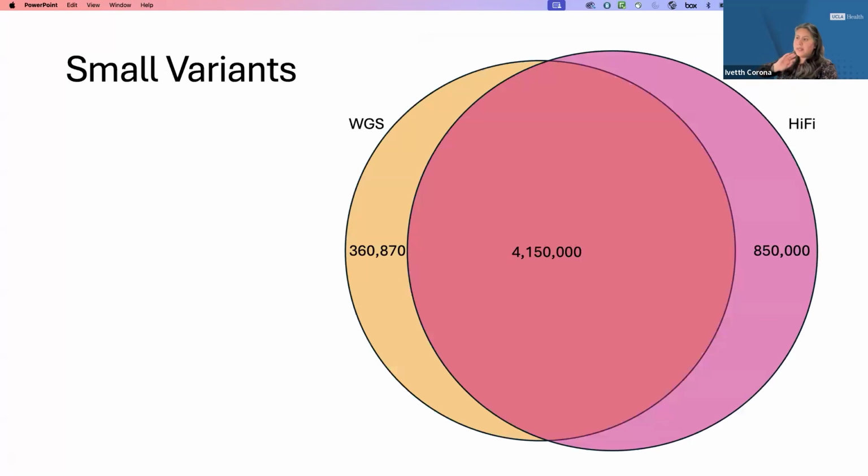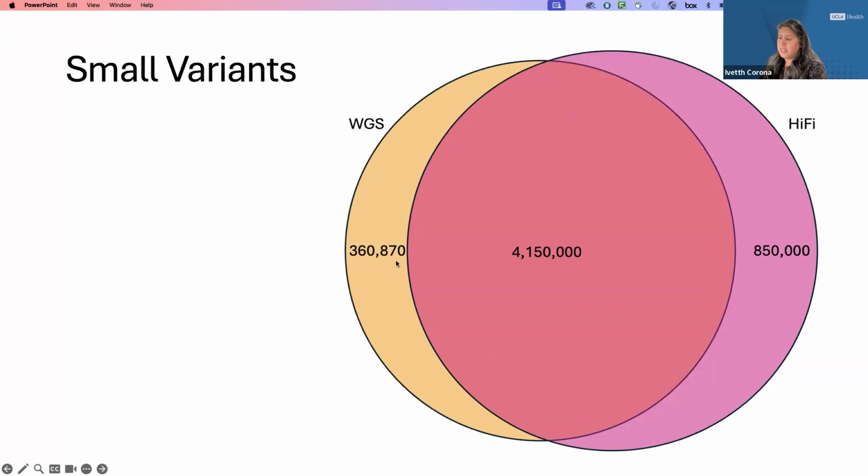And talking in general, what we found is that in terms of small variants, we have more small variants called by HiFi than by whole genome sequencing. The overlap is really large, so that's good because we do want them to overlap. But we have more calls that are unique to HiFi. We also have a set of calls that are unique to whole genome sequencing, and I don't know what these are.